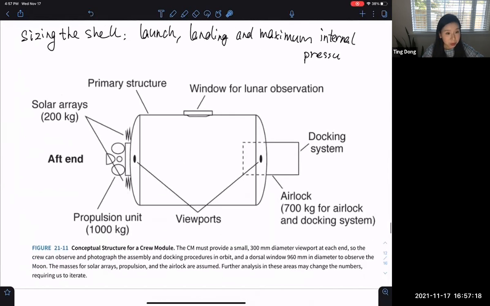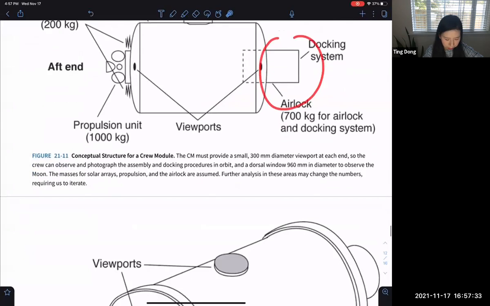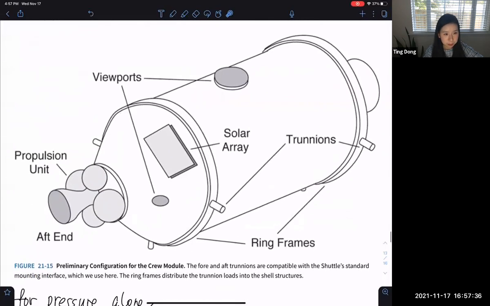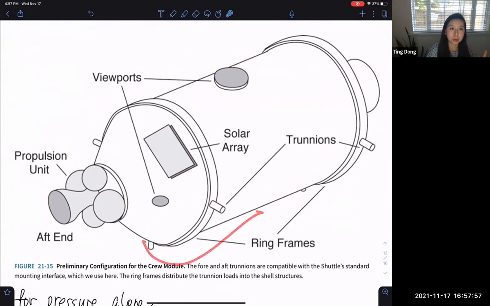And this is a general configuration of the structure. They have the engine here, and this side is the docking, and there are windows, viewports, and an airlock here. And this is a more detailed configuration. This kind of pin is for the crew module, because they want to put this crew module in the cargo bay of the space shuttle, and use the space shuttle to bring this crew module to the lunar orbit and then bring it back to Earth.